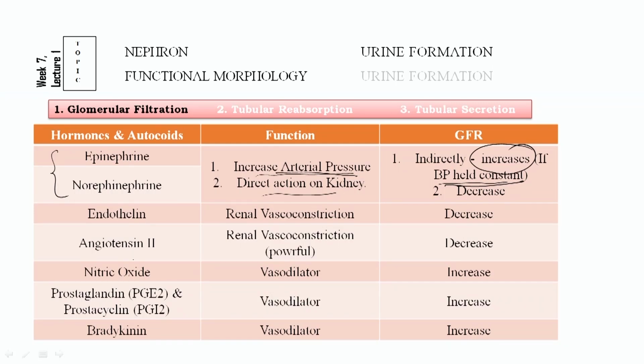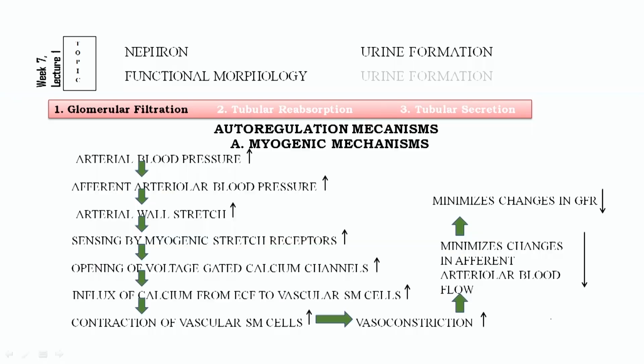Whereas endothelin as well as angiotensin 2, both of them cause vasoconstriction, but angiotensin 2 is a potent vasoconstrictor. If someone asks what a potent vasoconstrictor is, then you have to go with angiotensin 2 instead of endothelin. Both cause renal vasoconstriction, and as a result both decrease the GFR. Whereas nitric oxide as well as prostaglandins and prostacyclins, the autocoids, cause vasodilation. As a result, they increase the GFR. Then bradykinin also causes vasodilatation, causing an increase in the GFR.